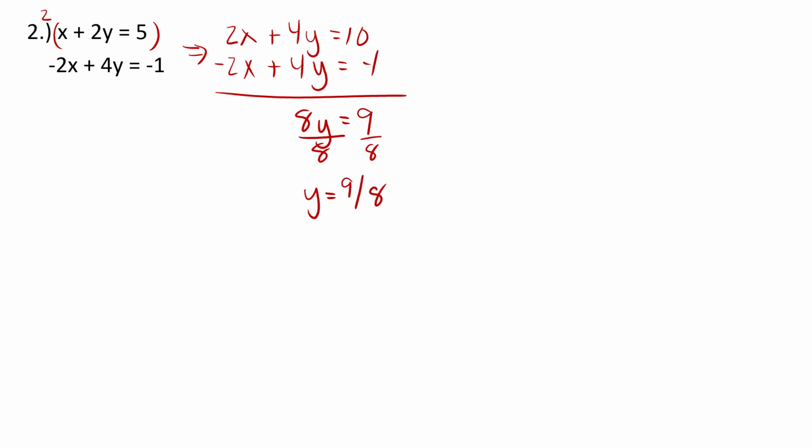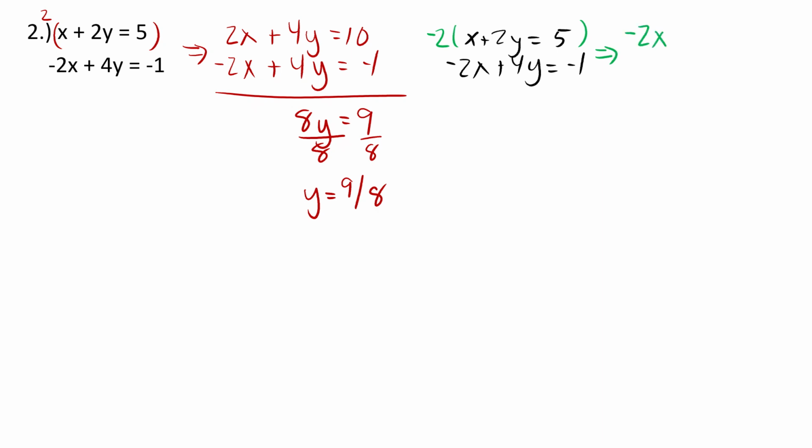Now I can take that 9/8 and I can plug it in, but I don't really want to. Okay, if I have another option to get around having to plug in those fractions, I'm going to take it. So I mentioned before that I could multiply by either positive 2 or negative 2. Negative 2 is not a big deal. So this time I'm going to multiply by negative 2. And that's going to cause my y's to drop out.